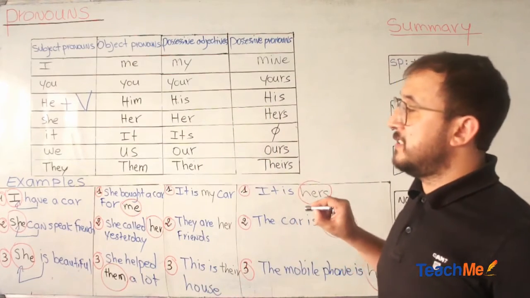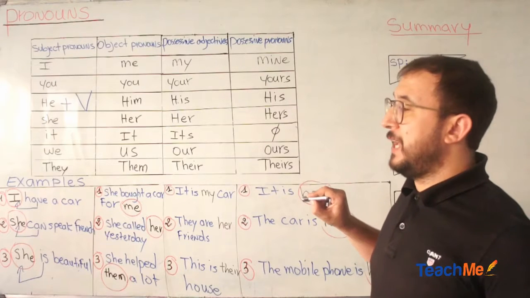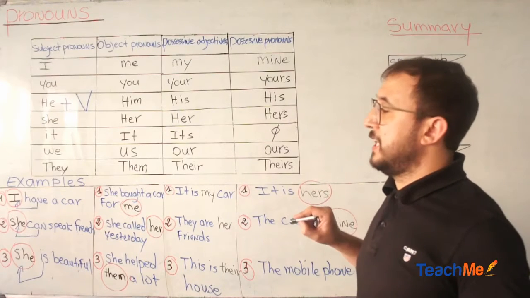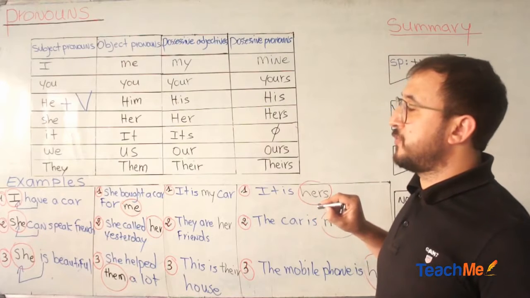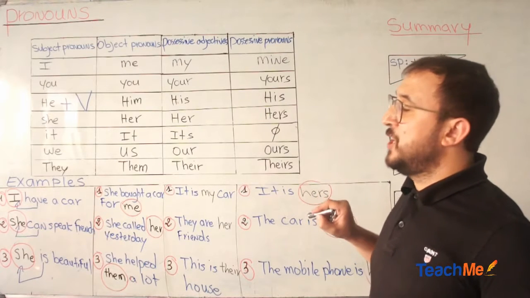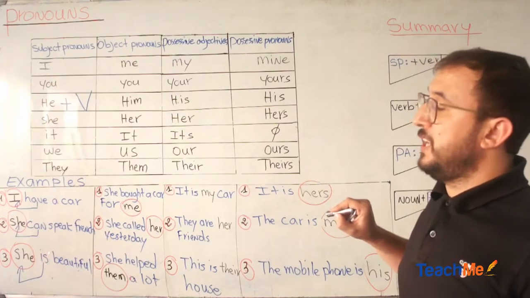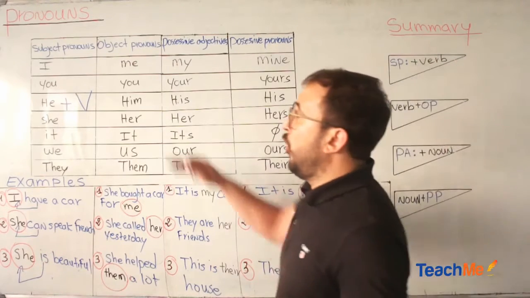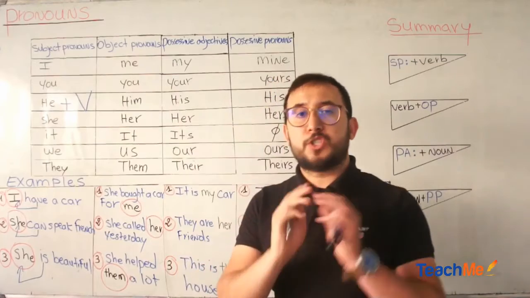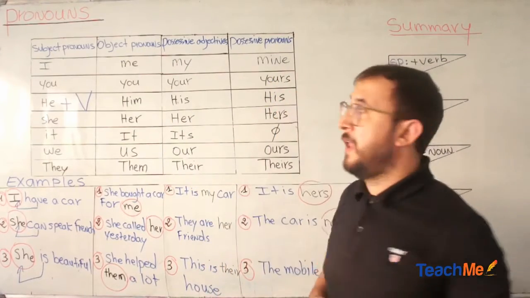In English, I can say, I have a car. So have is a verb and I is a pronoun, right? She can speak French. Can is a verb and she is a pronoun. And we have also she is beautiful, where is is a verb and she is a pronoun. So all these subject pronouns should be followed by a verb. Let's move on to the second one.